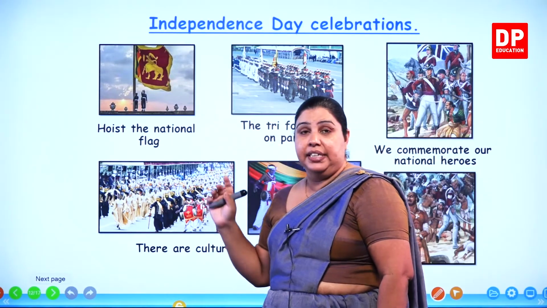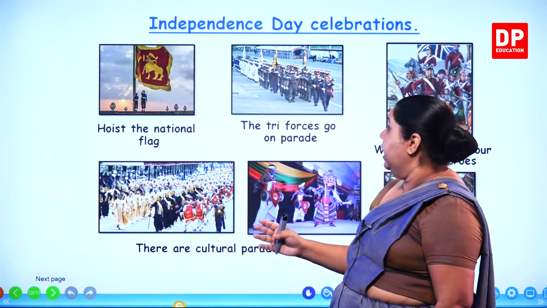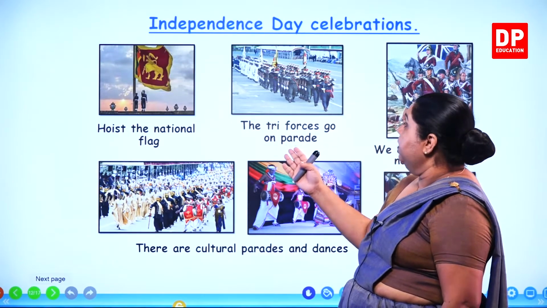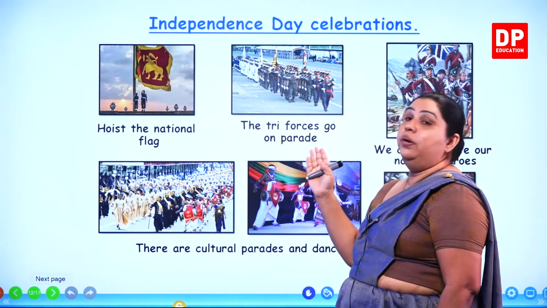We celebrate our Independence Day by hoisting the national flag. Then the tri-forces go on parade.